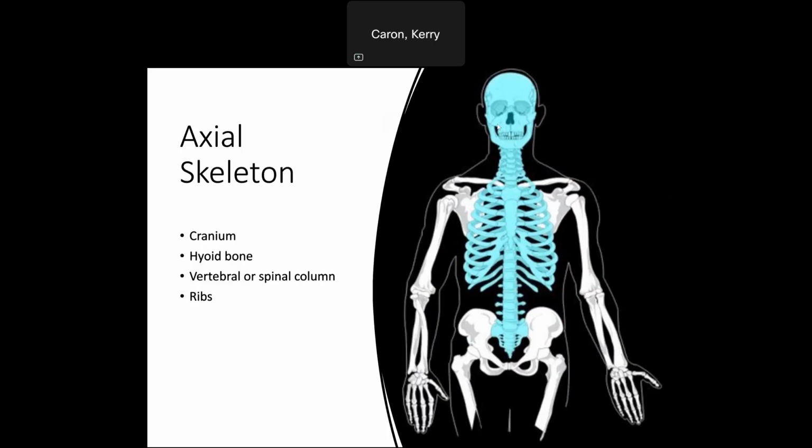Axial, like I said, cranium, hyoid bone, okay, vertebra or spinal column, and ribs. Okay, it's not the pelvis. It's not the shoulder blades. It's kind of like our core, our trunk.